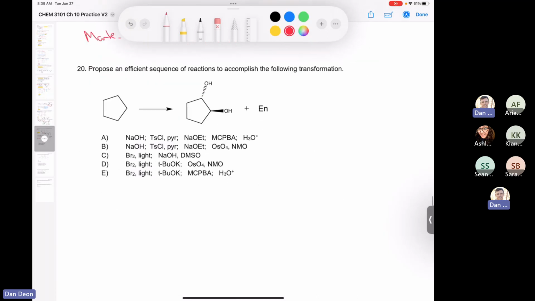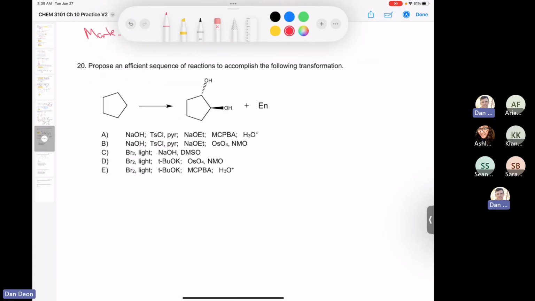Okay, next one involves dihydroxylation. Wow, we haven't seen this since chapter 8. But anyhow, it says propose an efficient sequence of reactions to accomplish the following transformation. Well, just in terms of retrosynthesis, if we want to make a trans diol, we know that we have to add the hydroxyls via anti-addition. And there's only one way that we know how to do that, and that's starting with the alkene and using MCPBA followed by aqueous acid.